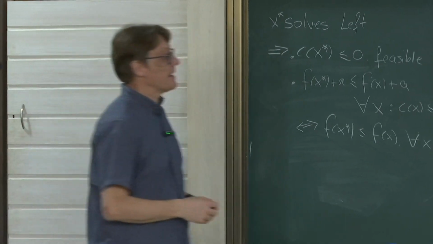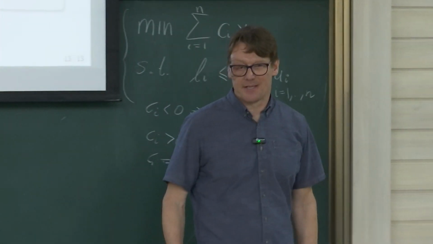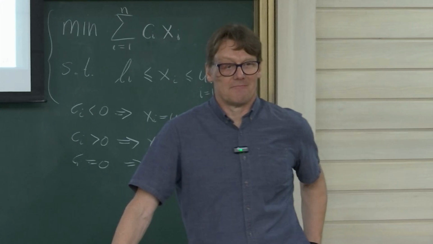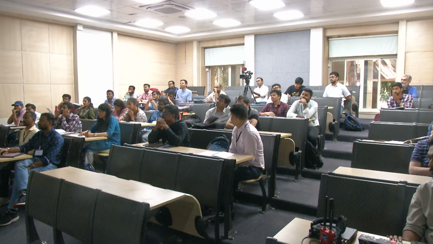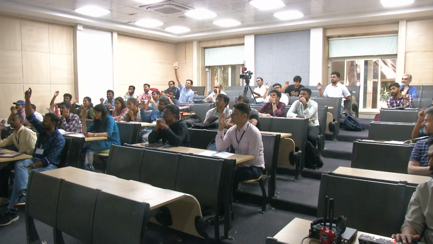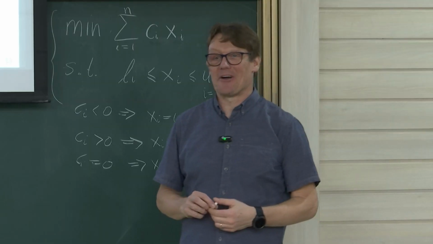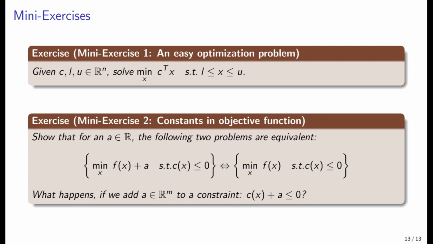And what happens if I put an a into my constraints? Does that still hold? Who thinks it still holds? Okay, I was hoping so. And who thinks it doesn't hold anymore? Okay, good. You're right, I was wrong. It doesn't hold. If you add an a to the constraints, it doesn't hold anymore. The reason is that you're now changing the bounds on the feasible set.